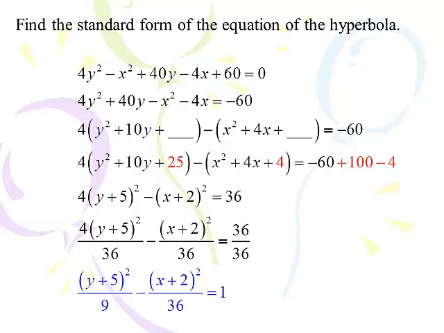So I have 4 times the quantity y squared plus 10y plus leave some room, minus the quantity x squared plus 4x plus leave some room. Half of 10 is 5. 5 squared is 25. But you have to add 100 to both sides because you have to multiply it by the 4. Half of 4 is 2. 2 squared is 4, but there's a negative out in front of that parenthesis, so you have to subtract 4 from both sides. So that's going to be 4 times (y plus 5) squared minus (x plus 2) squared equals 36. Divide both sides by 36, and you get (y plus 5) squared over 9 minus (x plus 2) squared over 36 equals 1. And so we've got it into standard position.